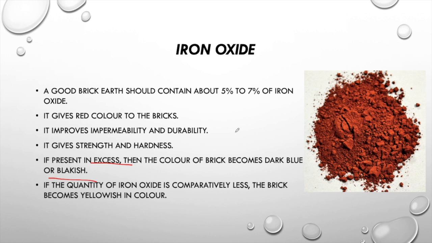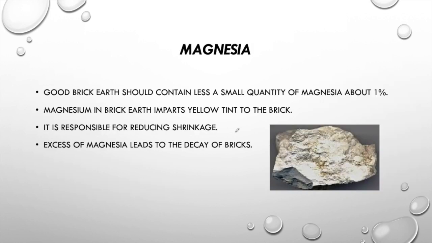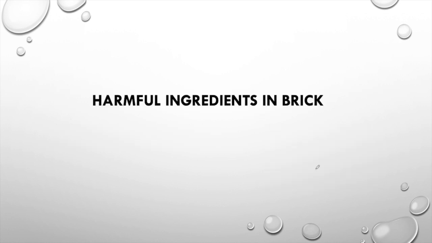Now the magnesia in the good brick earth should be a small quantity, less than or approximately 1%, and the magnesia in the brick earth imparts the yellow tint. It provides the yellow tint to the bricks, and it is responsible for reducing the shrinkage. The only benefit is that it is responsible for reducing shrinkage in the brick. The excess of magnesia leads to the decay of the brick. Now we will see the harmful ingredient in brick.